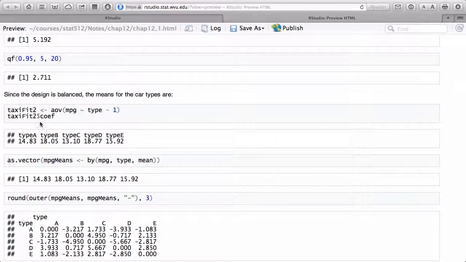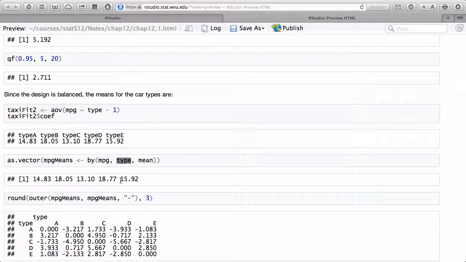Now, in terms of the means, the only reason I did this fit 2 is I modeled by type minus 1. The minus 1 takes out the intercept. That says, okay, instead of using the mu plus alpha sub i, I don't have a mu, I just have an alpha sub i. And in that case, the alpha sub i's are actually the sample means. So those are the sample means. The coefficients are the sample means in that case. But I can also simply get it by using a by statement. This is a common thing: I want the means of miles per gallon based on type, by type. So in R, this by construct is very common.